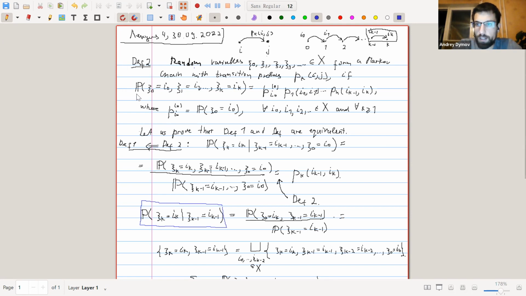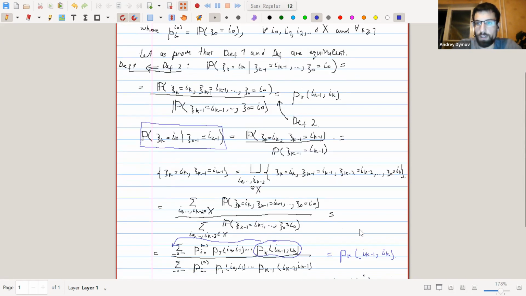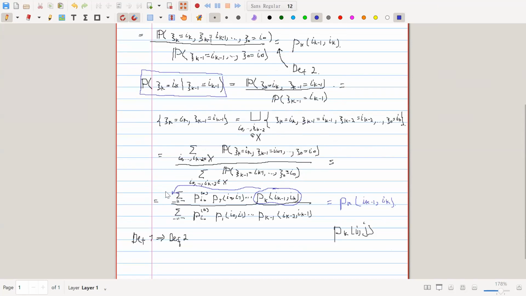And isn't it clear at first sight that from this definition it follows that this conditional probability indeed equals the transition probability, right? I should prove it. And actually, I have proven it.